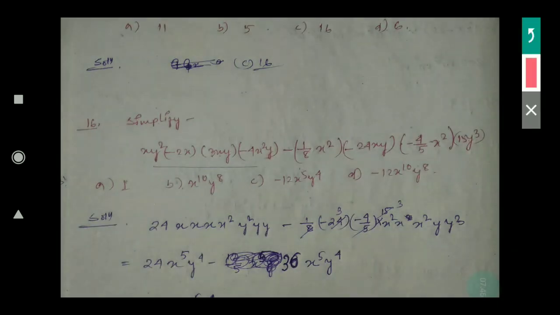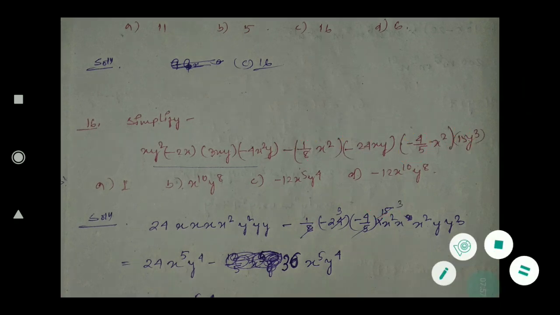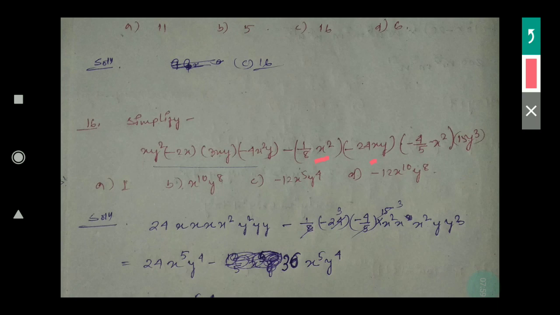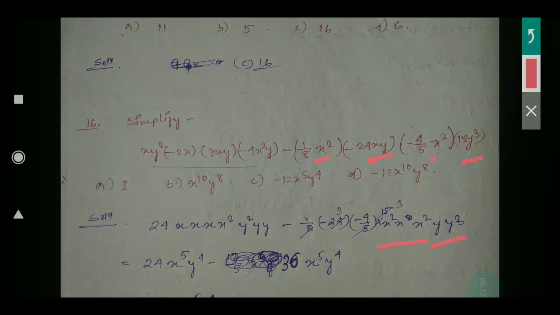Here also you have to multiply the constants first. 1 by 8 minus 24 minus 4 by 5 15. After that the constant, x square, x, minus x square, x power 10. Oh, sorry, this is the option, not this one I have written. Now check if any factors are left. Yes, y is there, here y cube, so y cube. After doing the multiplication, you will get the answer.